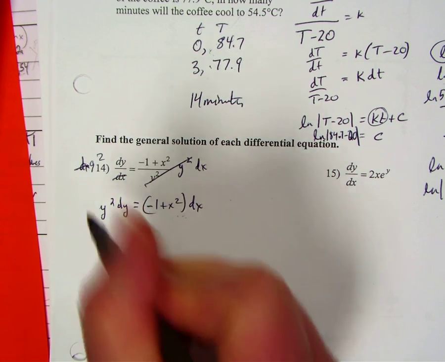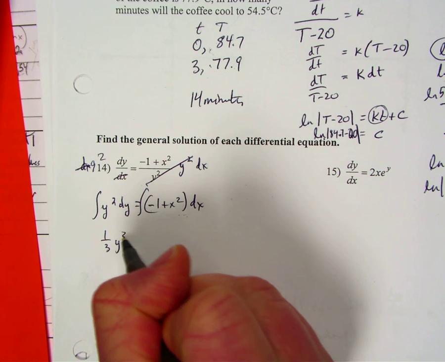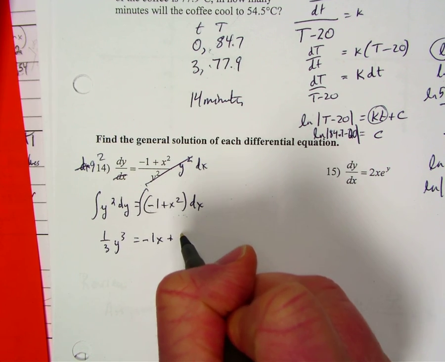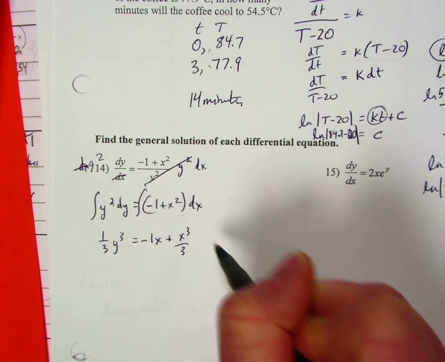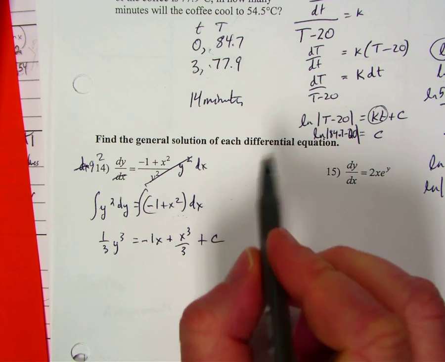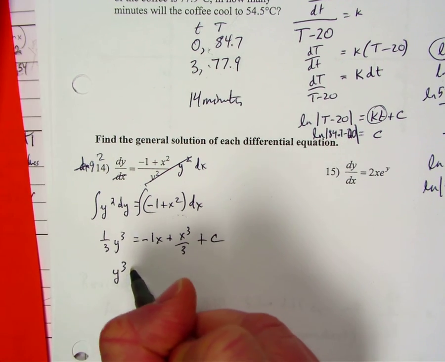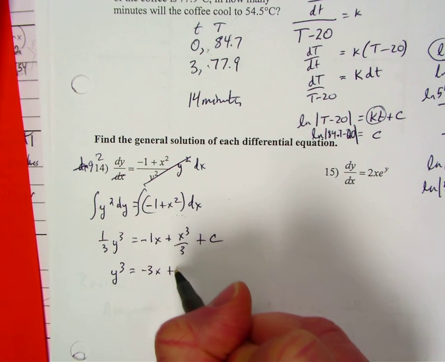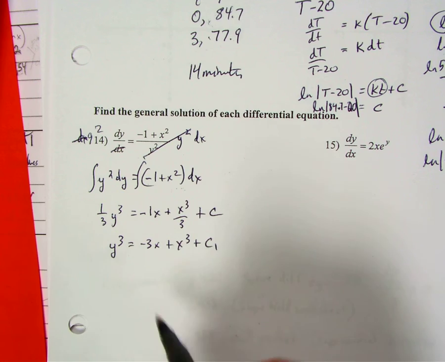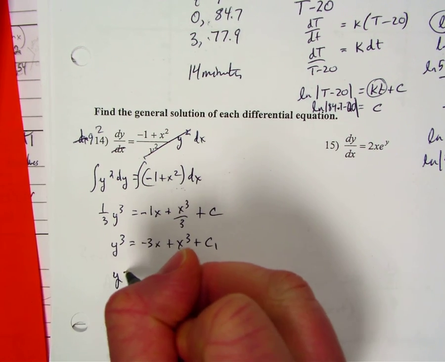Now you can integrate, because we have y's with y's and x's with x's. This is 1/3 y cubed. This is -1x plus x to the third over 3 plus c. C goes with the x's. To turn it into an actual solution, we need to solve for y. So multiply by 3. And I'm just changing my constant because I know it's different than that original constant, but it's still a constant. And then you take the third root.